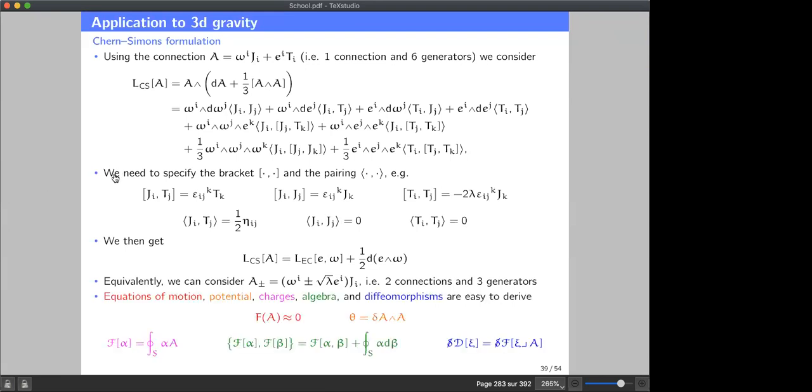Marc? Yes? I think some people are unclear about what the pairing is, the definition of what a pairing is, and the notation.